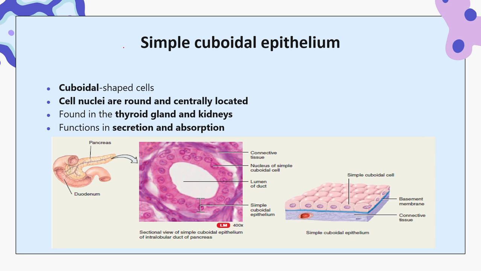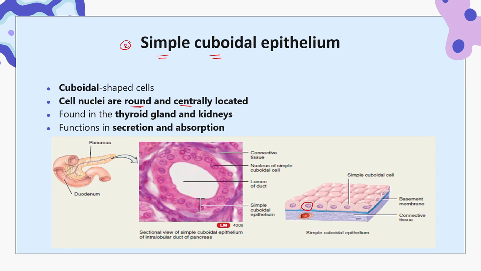Next, second, simple cuboidal epithelial tissue. Simple means a single layer of cells, and cuboidal means the cells are cuboidal in shape. Cuboidal shaped cells are present and the nuclei are at the center and round in shape. In squamous epithelium, nuclei are flattened, oval or spear in shape, but in simple cuboidal, the nuclei are round and present in the center of the cell. You can see in the diagram the nucleus is at the center of the cell and it is round in shape.